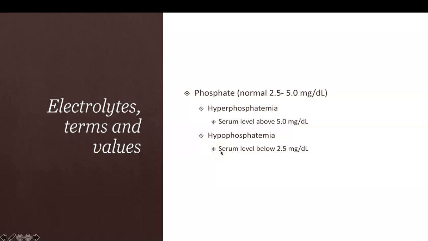So phosphate is the last one, and with phosphate, your normal range is 2.5 to 5. So hyperphosphatemia, the serum level is greater than 5, and hypo, the serum level is less than 2.5.